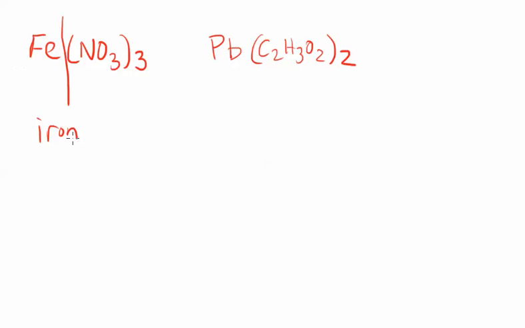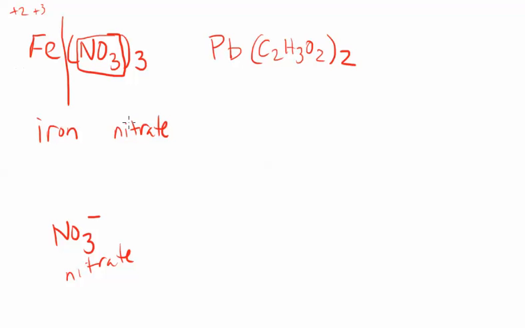And then we know that iron is a transition metal, so it's possible it can have more than one charge. Looking at your ion sheet, iron can be either +2 or +3. So we've got to figure out which one it is. NO3 is our polyatomic ion, and we have 3 of those. Looking on your ion sheet, you're going to see NO3 has a charge of -1, and its name is nitrate. So this is iron nitrate.